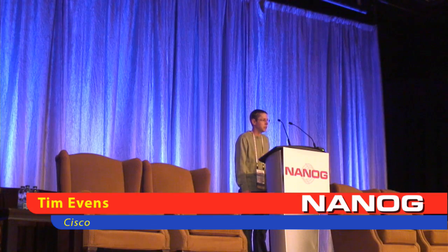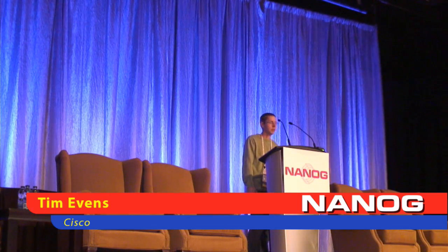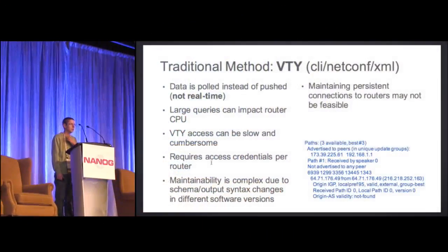Hi, great, thanks. So yeah, I'm going to talk about monitoring BGP and Route-Leaks using OpenBMP and Apache Kafka. So the first challenge is to collect the BGP data, and traditionally to collect the BGP data, we could use VTY access. The problem with VTY is that it is not real-time, it's poll-based. You have to make requests to the router and issue commands in order to get the data.